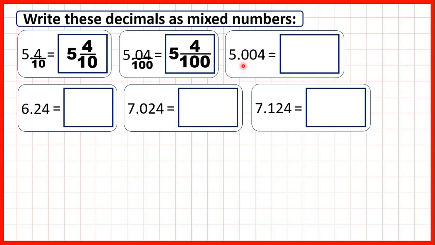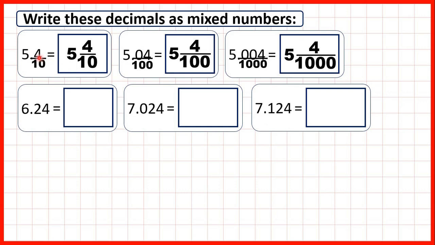Now 5.004. The third digit after the decimal point is the thousandths digit. So if we have three digits after the decimal point, we can draw a line across from our decimal point and write a denominator of 1,000. So 5.004 is the same as 5 and 4 thousandths.